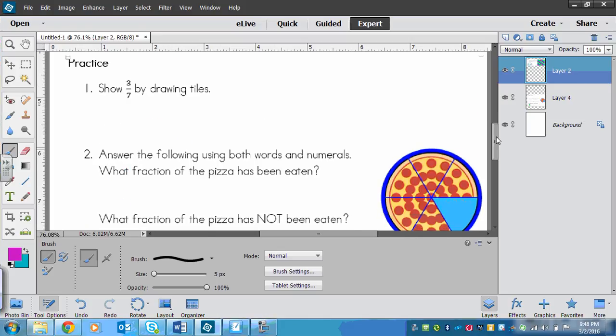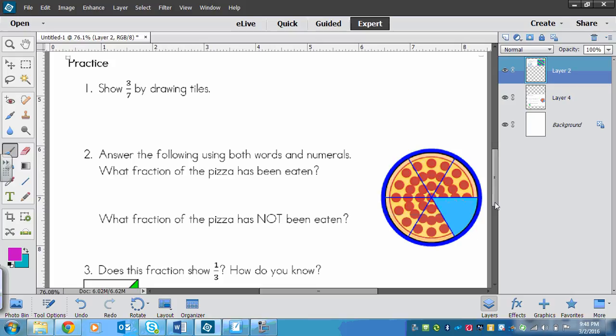Okay, so now that you're finished, let's go through the practice together. So, the first one says show 3/7 by drawing tiles. So I could draw a long strip because 7 is an odd number and won't go into a rectangle nicely for me. So there's 1, 2, 3, 4, 5, 6, 7. And what I need to do is show 3. So I would color in 3 of these. Okay, and so I have 7 total and 3 are colored in. Yours may have looked a little bit different as far as what the picture looks like, but yours should have 3 colored and 7 in total, so 4 not colored.